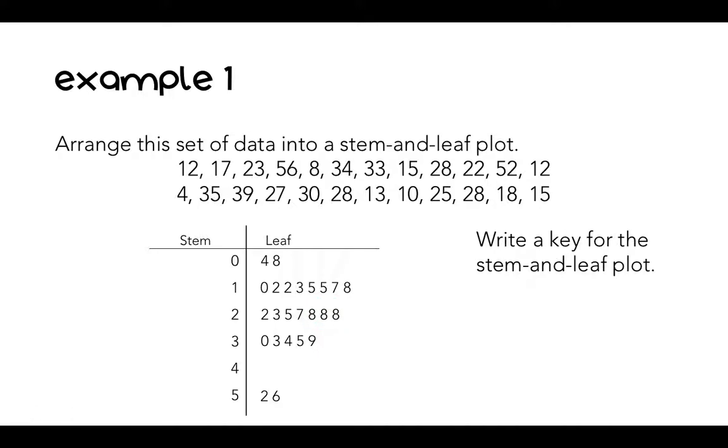So, write a key for the stem and leaf plots. The key is how it makes us understand this, okay? So I've put here, this is our line in the middle, this is our stem and our leaf. So we have a stem of 1 and a leaf of 3. So that means we have the number 13. And that's how we write a key, okay?